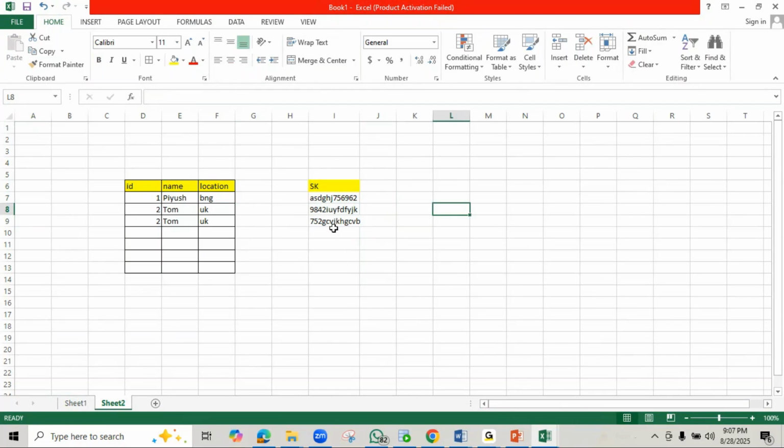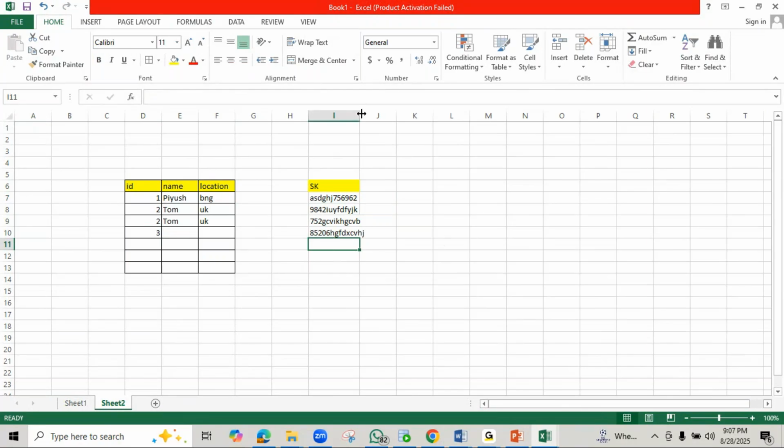Our surrogate key will never be blank. Imagine that I have only ID 3, no name, no location. Will a surrogate key be generated for this? Answer is yes, it will be generated. It will never be blank or null.